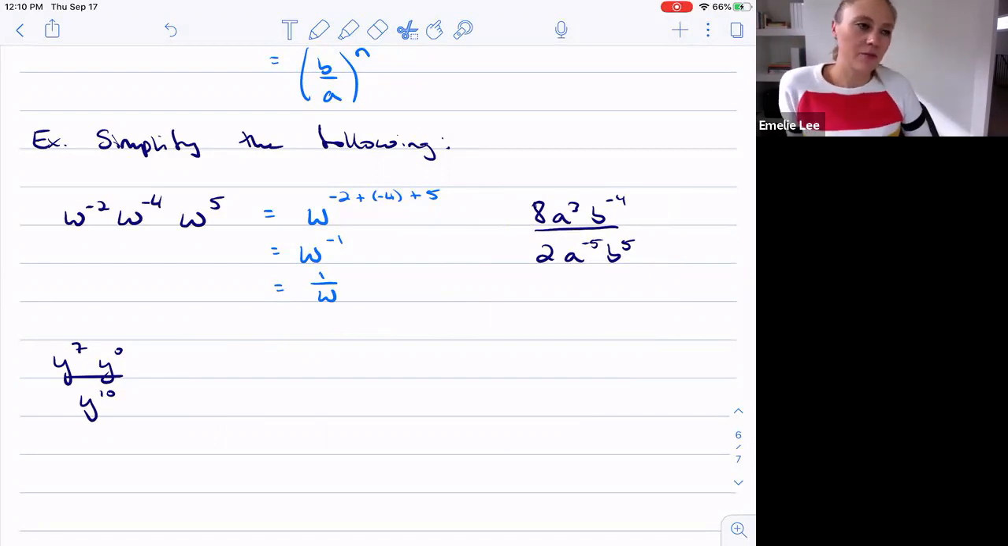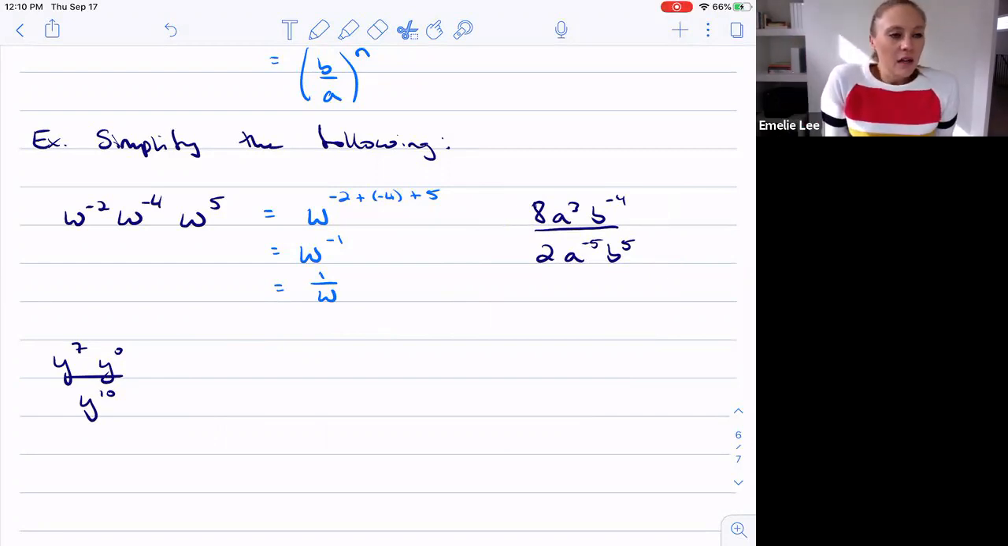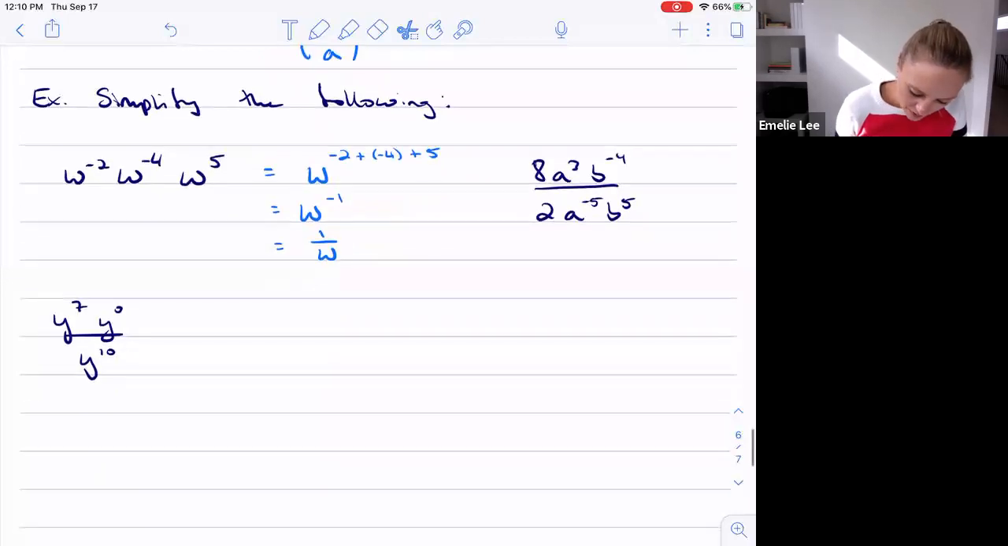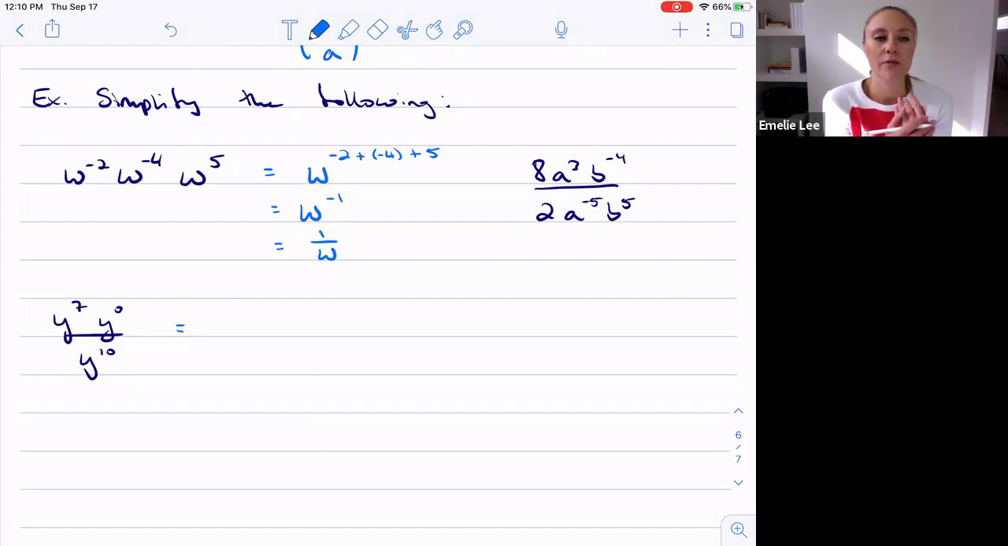But let's simplify this next one. y to the power of 7 times y to the power of 0 divided by y to the power of 10. So they're all the same base still. Okay. So you have a over b to the negative 2. Could I say x to the negative and 1 over x to them?